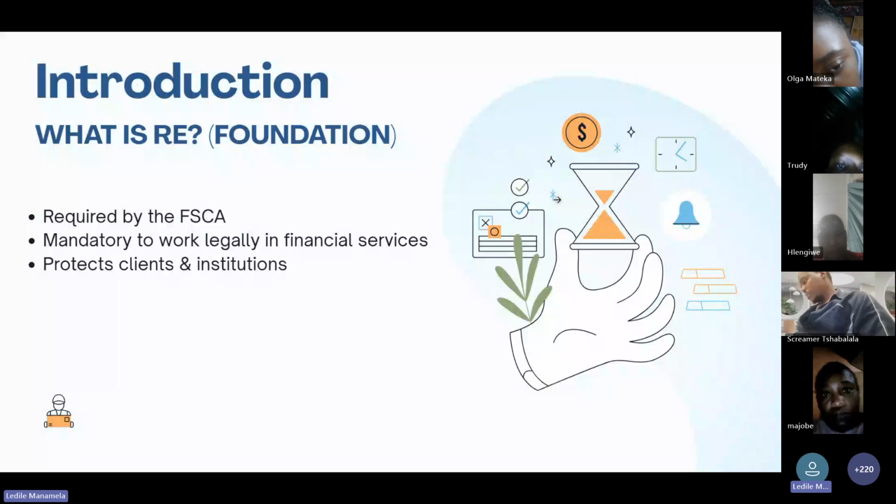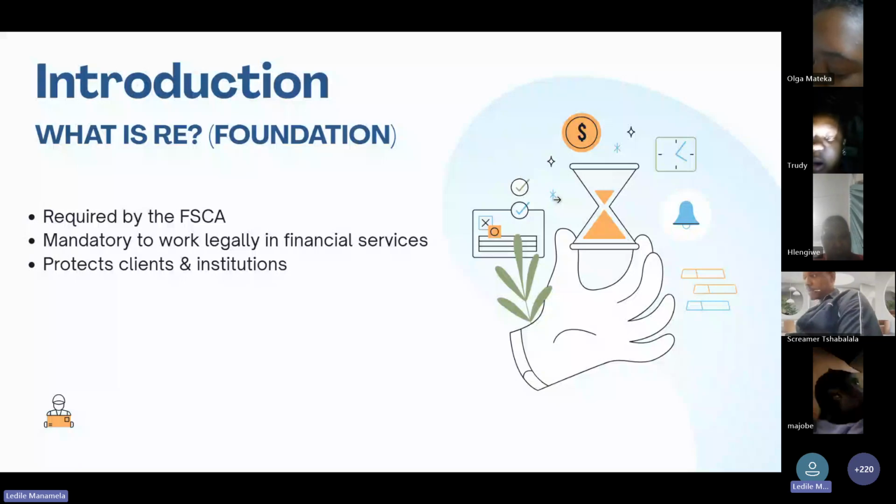So basically the introduction: what is RE5? This is something that's required by the FSCA, the Financial Sector Conduct Authority, which regulates. RE means regulatory exam. So it's a requirement when you're representing a company that is FSCA regulated. To make it simple, that is a company that actually does monetary transactions or collects premiums.